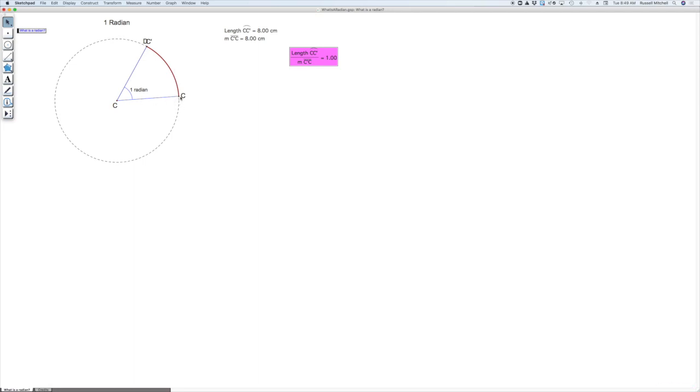I've wrapped a radius around the circle, and that would be considered 1 radian. Let me finish this up with a different animation to help you see some other stuff that's going on, and we'll come back.